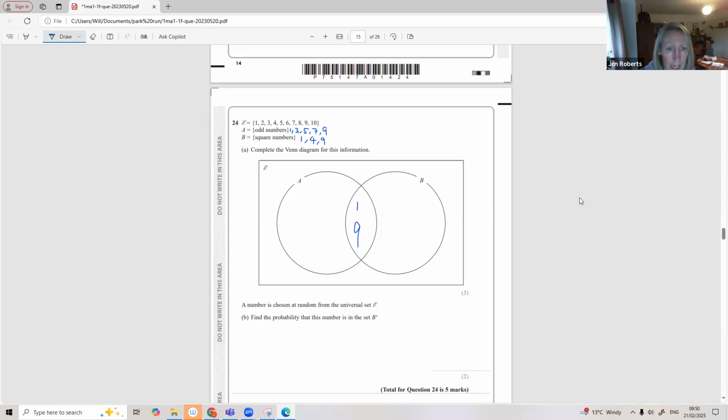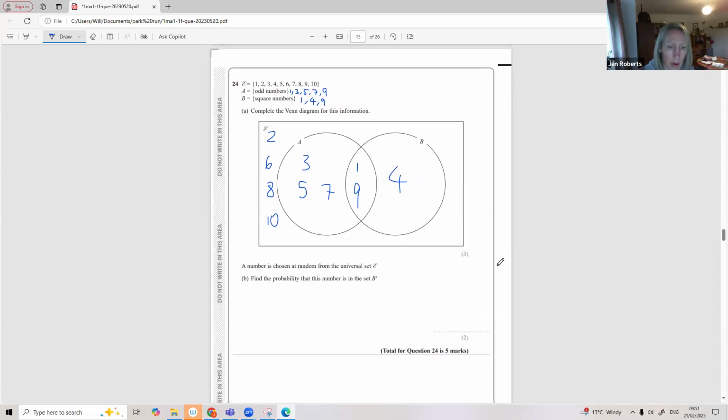What's remaining in A? Besides 1 and 9, we've got 3, 5, 7. And what's remaining here? 4. And all the other numbers go around the side. So we've got 2, 6, 8, and 10.